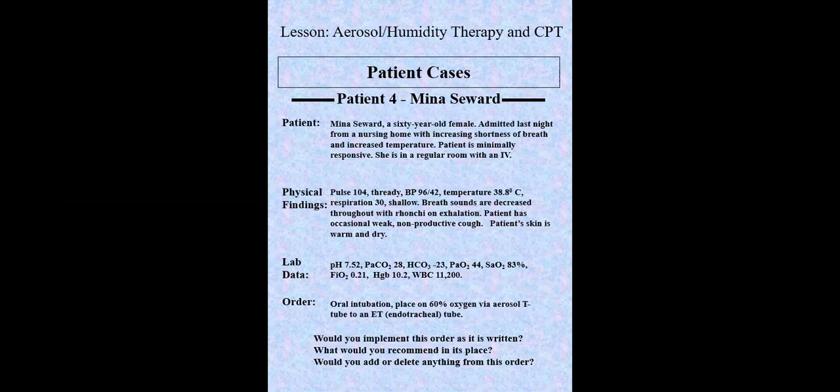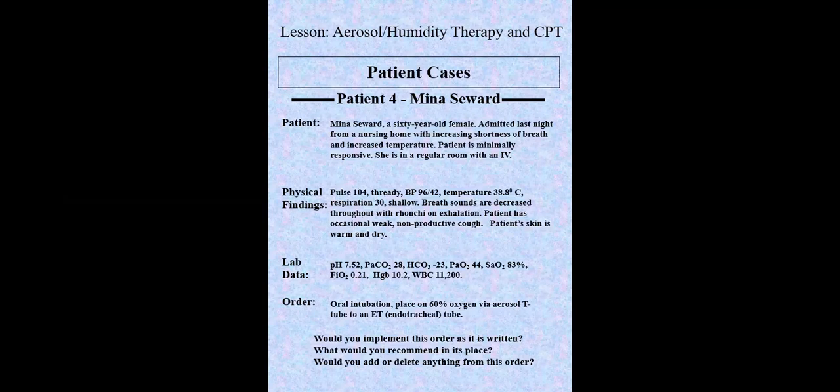Let's look at her labs. Her pH is 7.52, CO2 of 28, bicarb of 23, a PaO2 of 44. She's sating 83%, FiO2 on room air. Hemoglobin is only 10, and white blood count is 11,200. All right, so look back at your patient again.